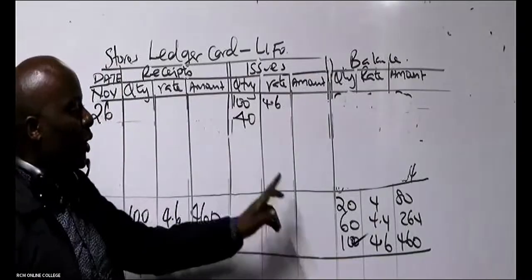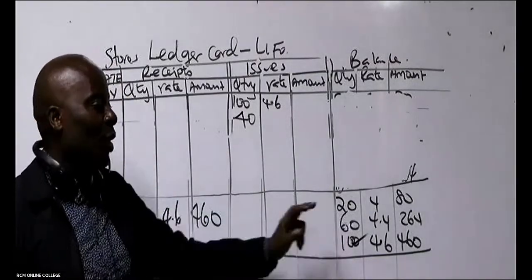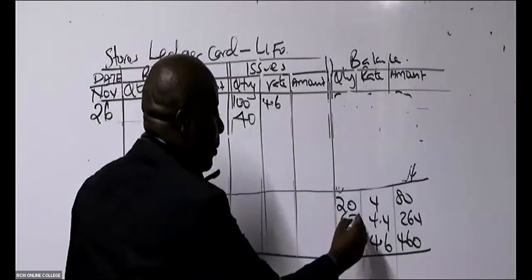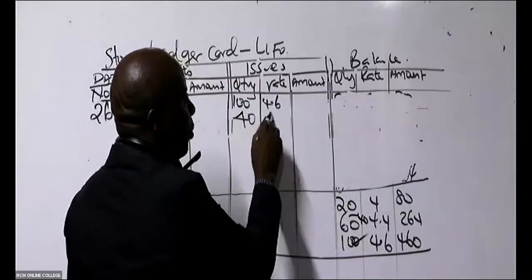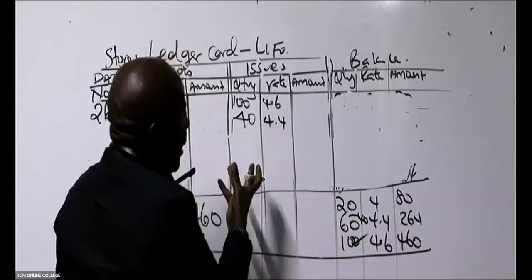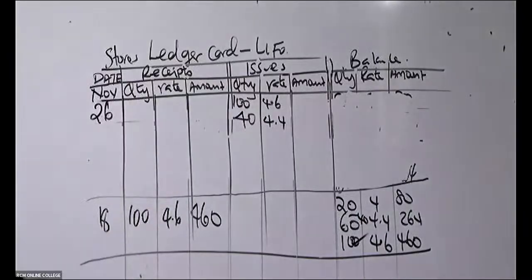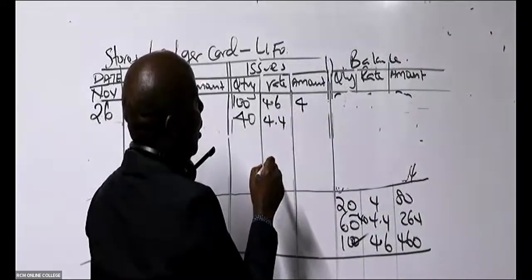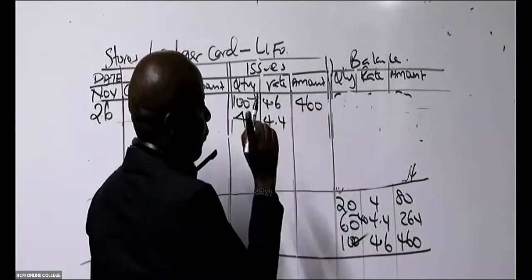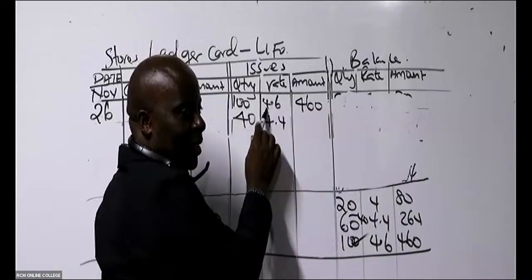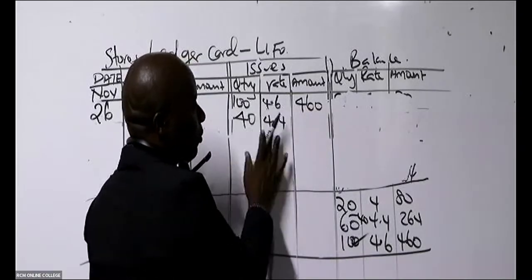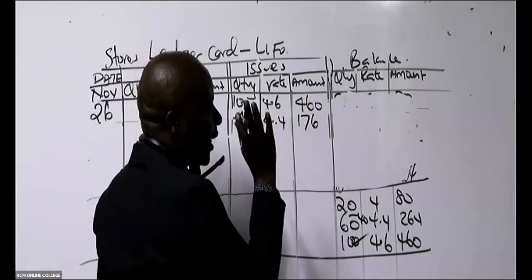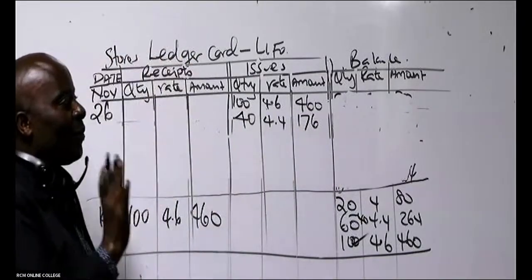So this 40 now is being gotten from 60. So it is 40 at 4.4, and I've been able to take care of my 140. So now please give me the multiples. 100 at 4.6 gives me 460. 40 by 4.4 gives me 176, right?